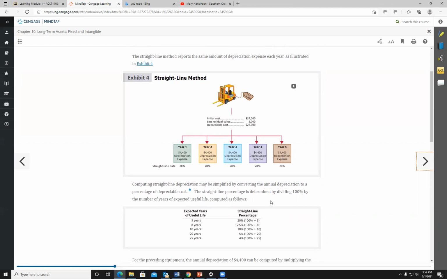Now, computing straight line depreciation may be simplified by converting the annual depreciation to a percentage of the depreciable cost. And the straight line percentage is determined by dividing 100% by the number of years. So since it's a 5-year useful life, you would take 100%, divide it by 5, and that tells you what percentage of the total cost you would depreciate each year. So you would take 20% of the depreciable cost, which is 22,000.